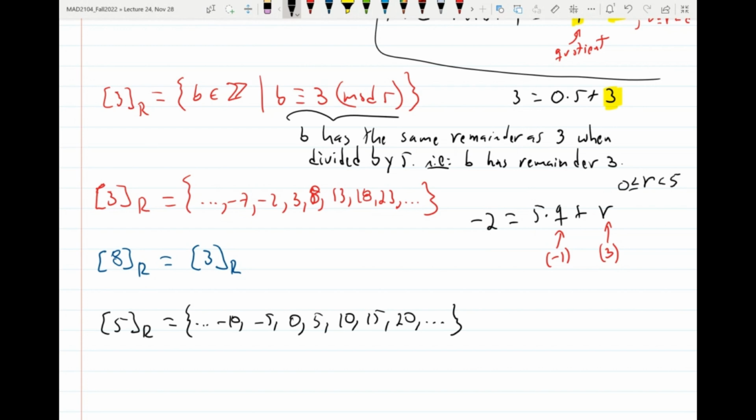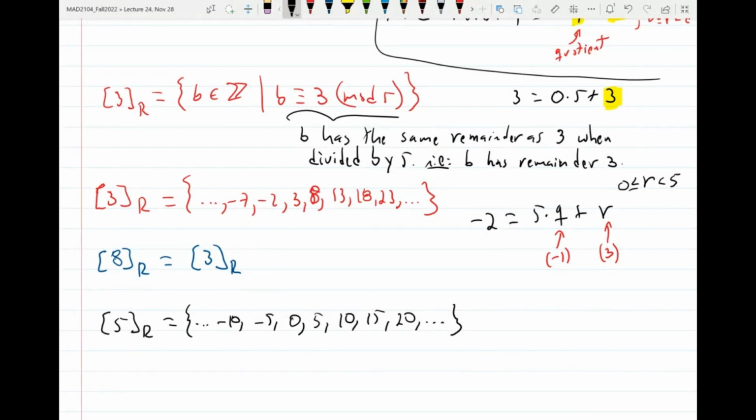This is a theorem. Okay? So if A is related to B, then the class of A is the same as the class of B. If A is not related to B, then the two classes are disjoint. They have no common element whatsoever. Okay? So equivalence classes are used to group all the elements under the same relation.